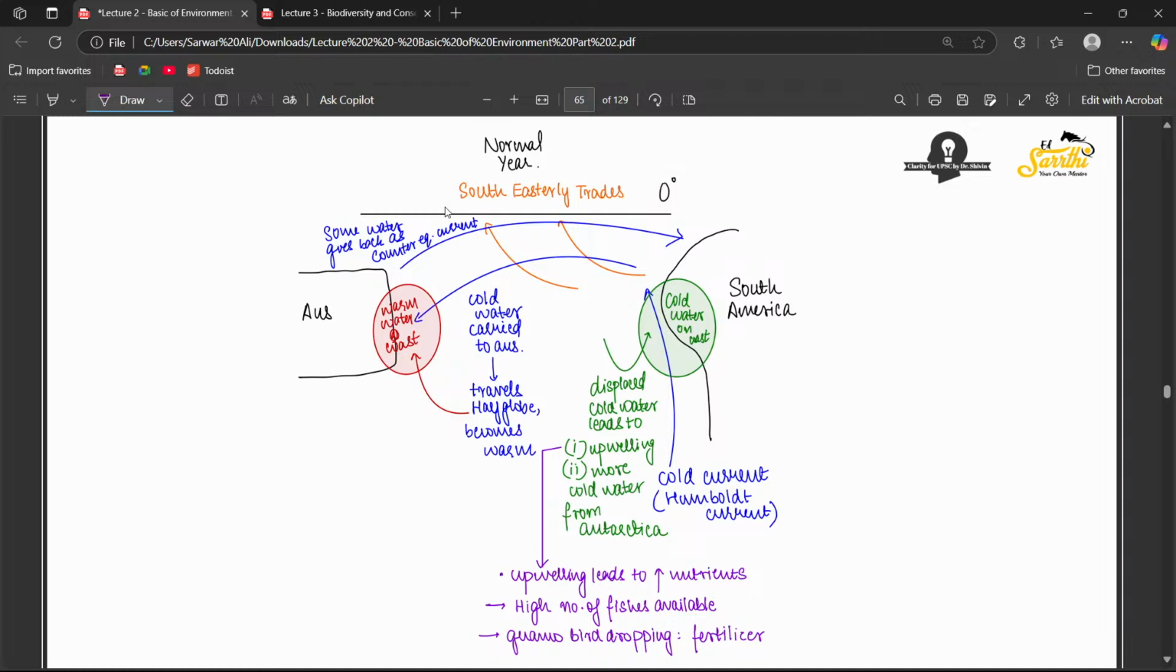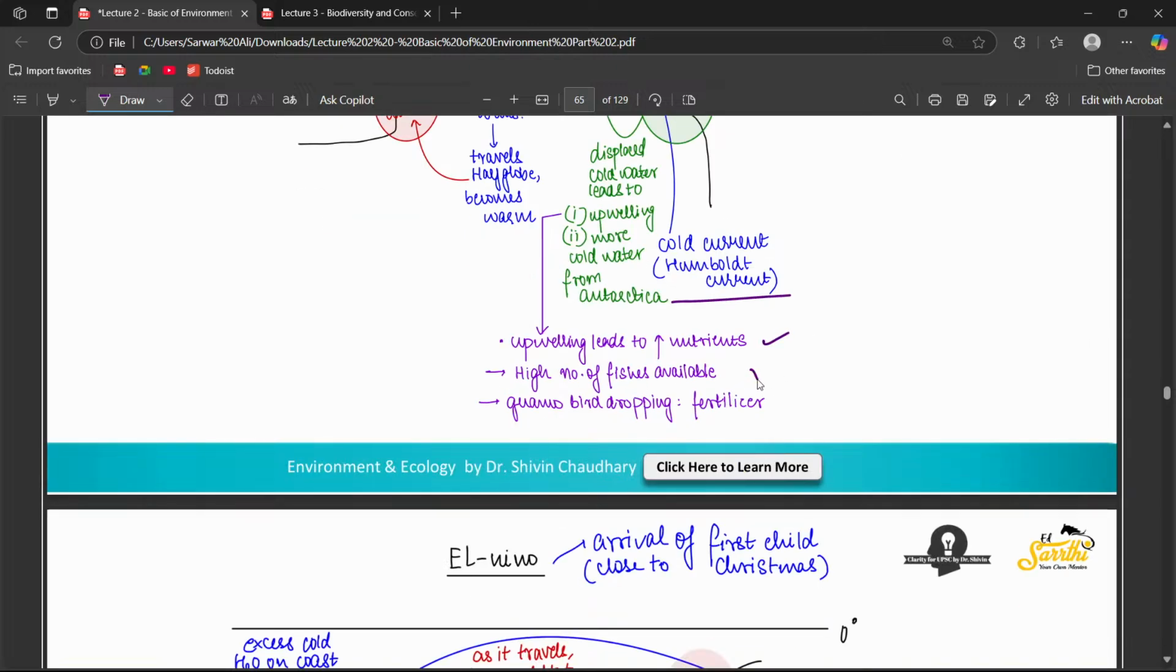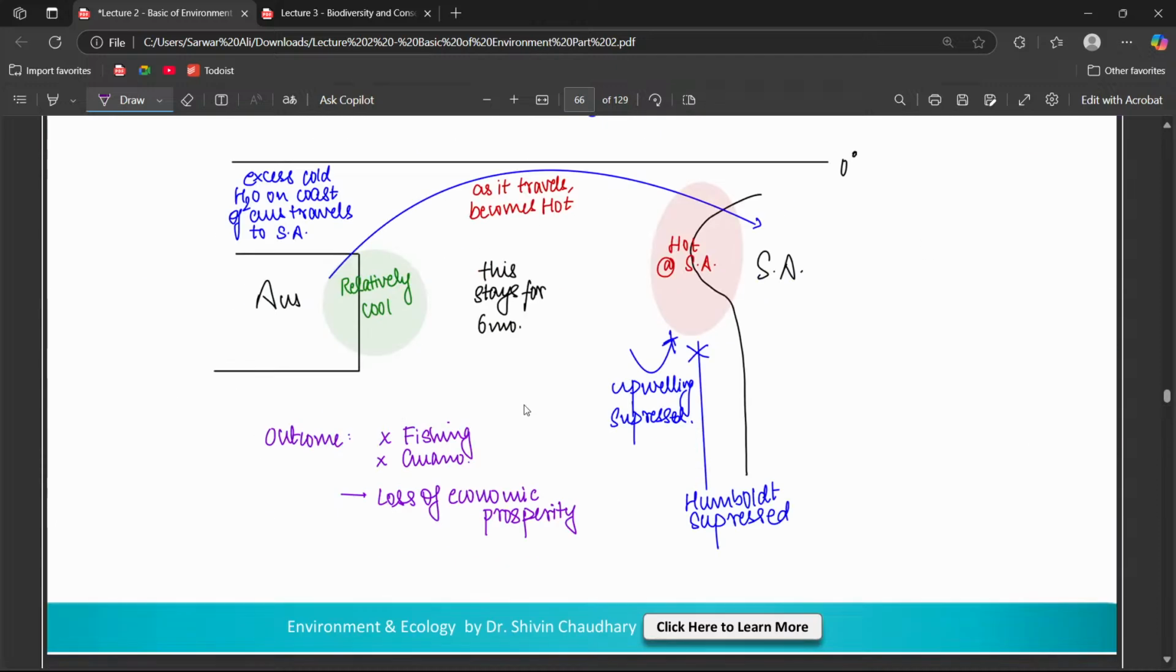Normal year: southeastern trade winds. So we are seeing what is happening. This is Australia, this is South America. Warm water from the coast travels half the globe and becomes warm. Cold water goes to South America and cold water is carried to Australia back. This also has cold water upwelling. More cold water from Antarctica is also coming. The cold current is called the Humboldt current, that is what we need to remember. Upwelling leads to a rise of nutrients, a high number of fish available, and guano bird dropping fertilizers.